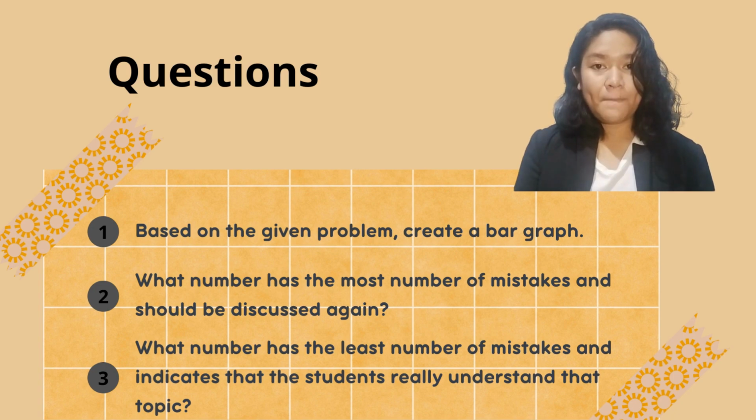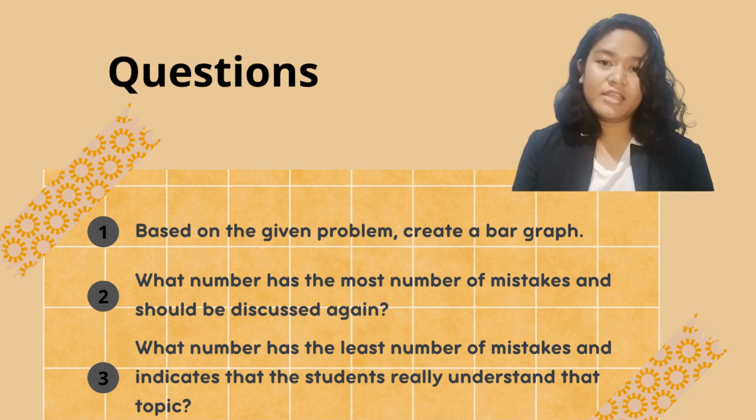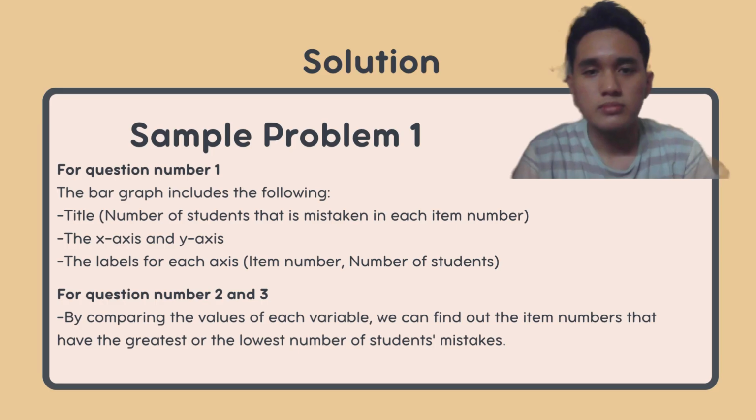Question number 1. Based on the given problem, create a bar graph. Question number 2. What number has the most number of mistakes and should be discussed again? Question number 3. What number has the least number of mistakes and indicates that the students really understand the topic?